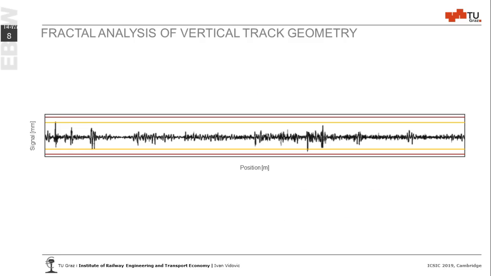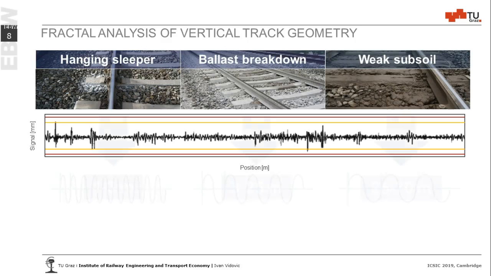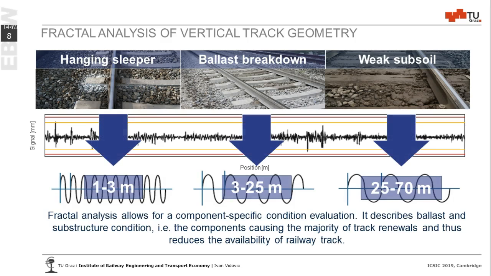We have the fractal analysis of vertical track geometry. What you can see here is the vertical alignment of the track. And if you split this signal into 3 different wavelength ranges, you can carry out component-specific evaluations. The short-waved range from 1 to 3 meters is an indicator for problems with the sleepers and for the fastenings and the rail.